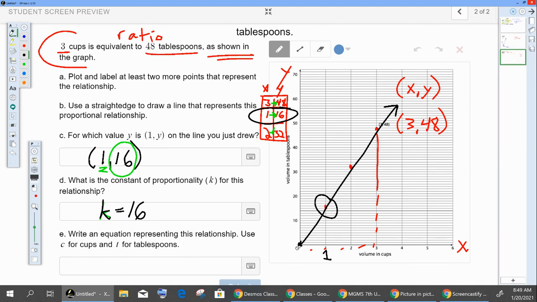And so for the equation, you need to remember that y equals kx. That constant is what you multiply every x by. But it's asking you to use c and t. So you have 2. First of all, so the k is 16. So this is a true equation for this scenario. But it's asking you for c and t. Well, I know there's got to be t equals 16c, not the other way around. Because when you plug in like 1 for cups, 1 times 16 is 16, which matches the number of tablespoons.